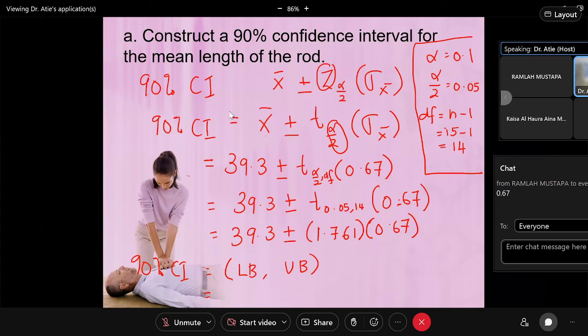Okay, let's find the value of the lower bound. How can I get the lower bound? The left one minus the right side, okay? And then, Nabila, get me the upper bound. How to get the upper bound? The left side plus the right side, okay? Can you please give me the answer?